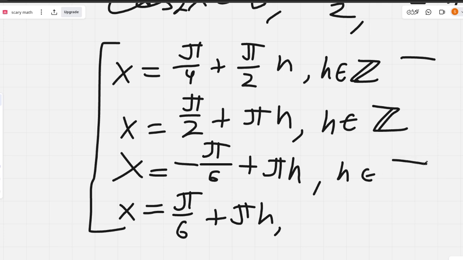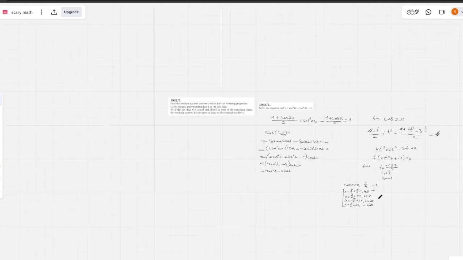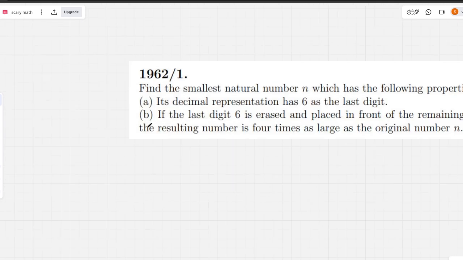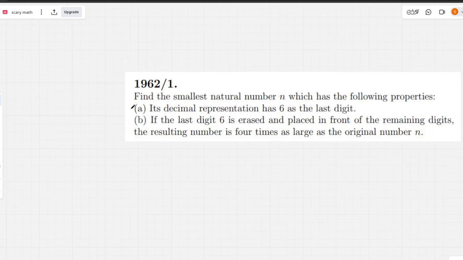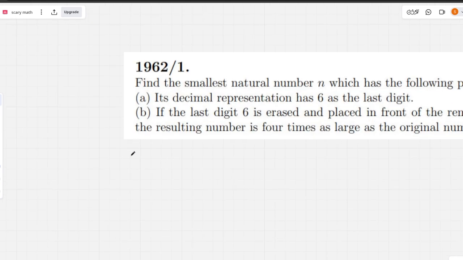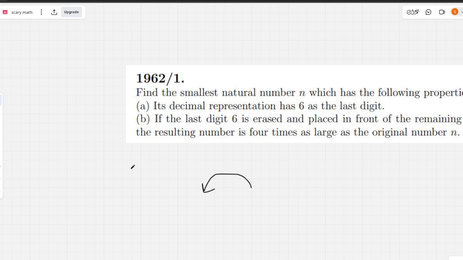And belongs to the integers. So cool, we found the solution. Now as for the first problem, how to find the smallest natural number n, which has the following properties, where essentially the last digit is 6, and if we move it to be the first digit, then the number quadruples.